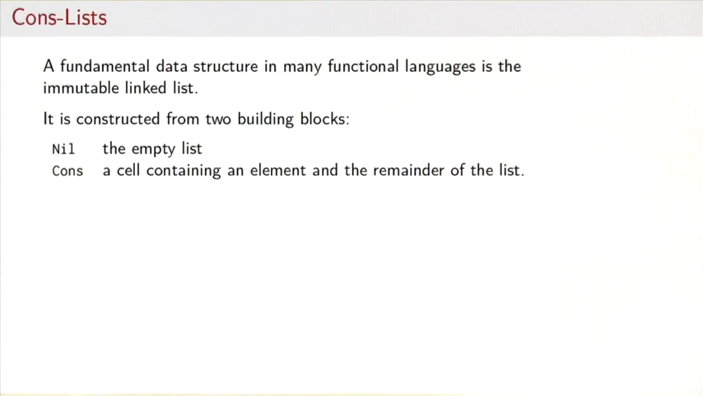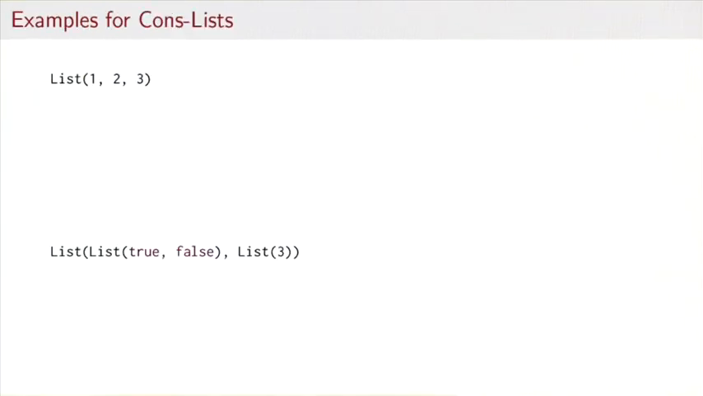So a cons list is an immutable linked list constructed from 2 building blocks. The empty list, which we call Nil, and a cell that contains the first element of the list and a pointer, a reference to the rest of the list, and that is called Cons. Let's look at some examples.